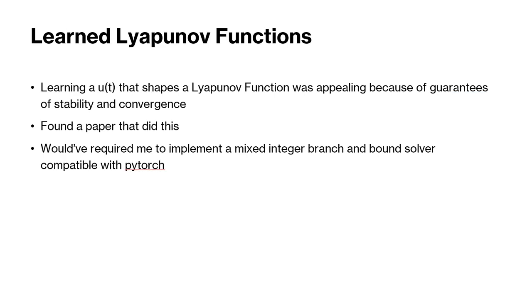So then I went to learn Lyapunov functions, and I Googled a ton of papers out there, wondering if I could use a neural network to guarantee that I'm going to get the right controller. And it turns out, yes, there's a whole body of literature around this. But this would have required me to implement a mixed integer branch and bound solver that was compatible with PyTorch. At least for the papers I saw, those folks have not released that into a nice package that you can go download, and you're just kind of on your own. And I said, I don't know that I have the time to do that.